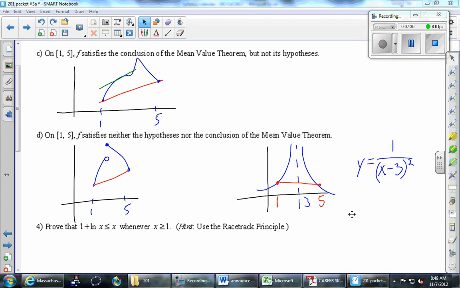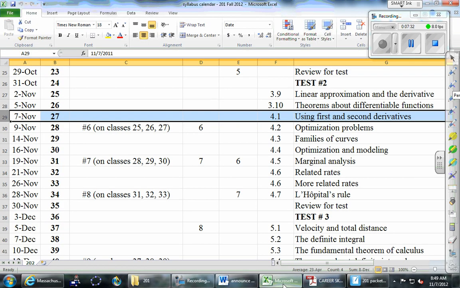Here's what we'll do. We'll take a quick look at the calendar. Today we're diving into chapter 4, which is the start of all the applications of the derivative. And in today's class, we'll talk about using the first and second derivatives. There's not going to be a whole heck of a lot that's brand new today. We've done a lot of analysis of what the first derivative has to do with the graph of the original function and what the second derivative has to do with the graph of the original function. Today we'll look at those old ideas and maybe put them together in some new ways.